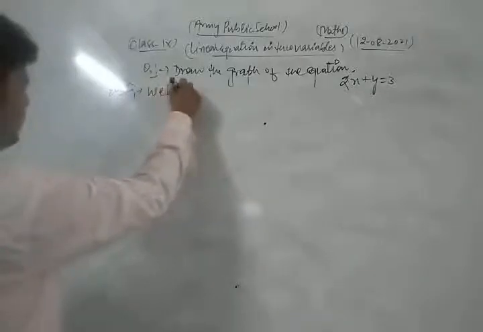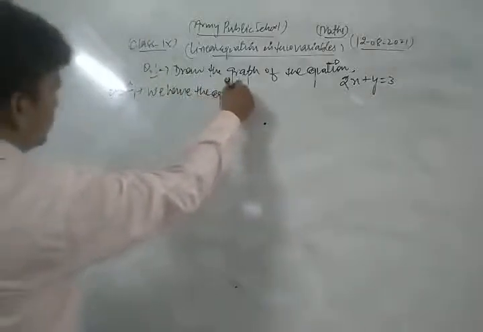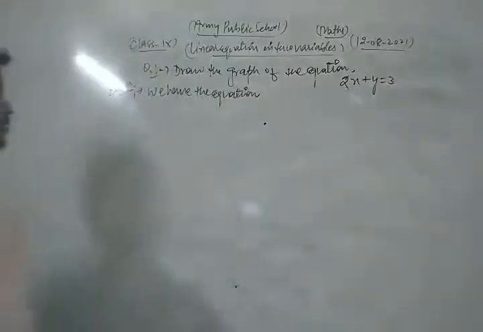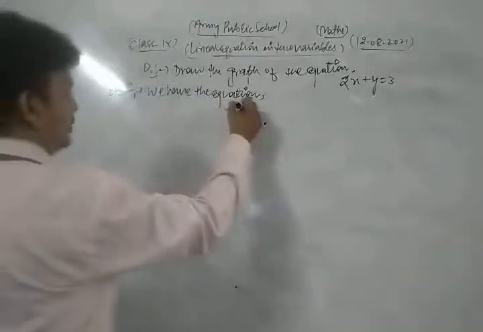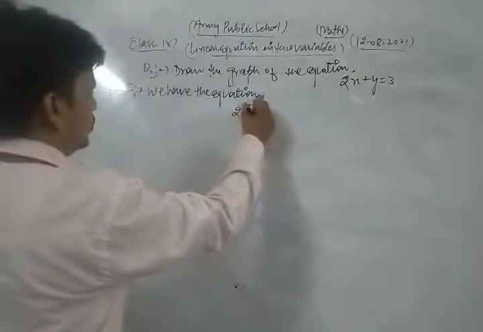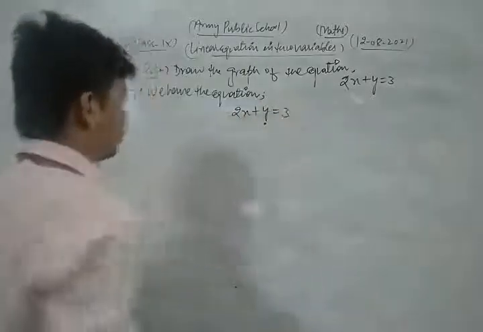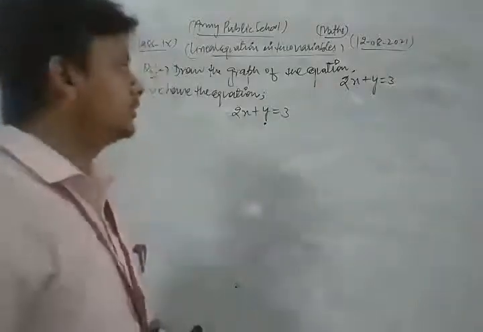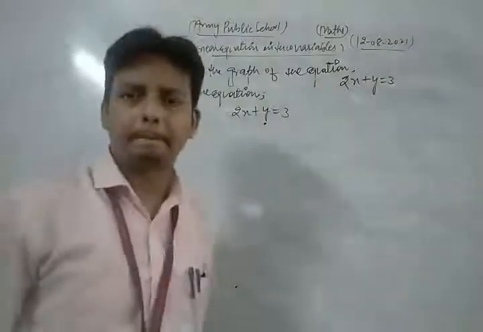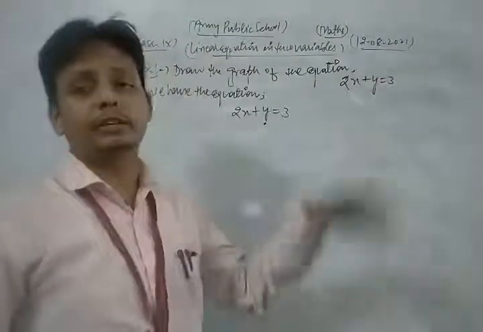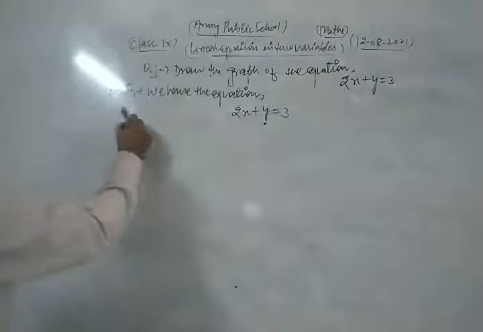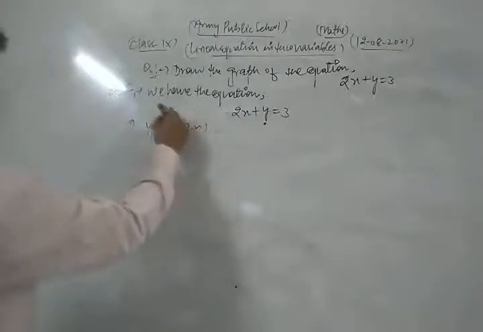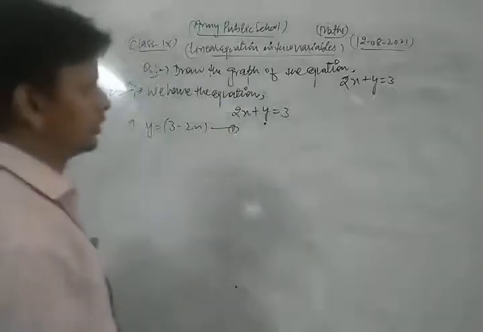Let's see. First of all, we write the equation, which is 2x plus y is equal to 3. After that we express y in terms of x. So look, we write y is equal to 3 minus 2x. We take this as equation number 1.